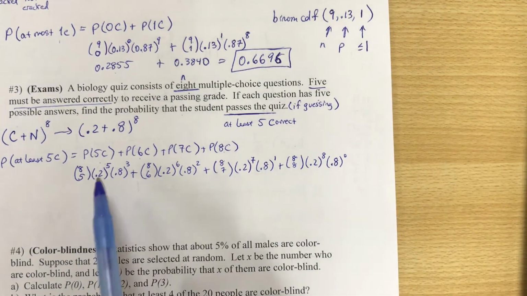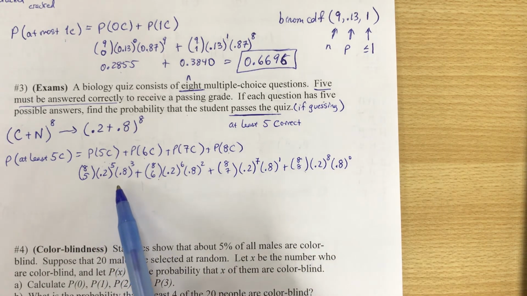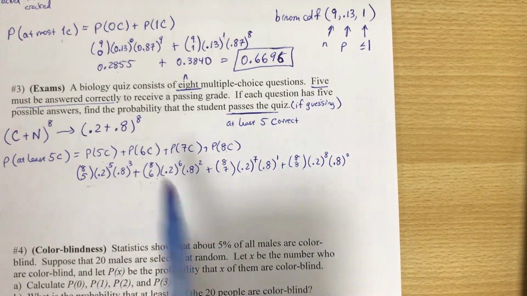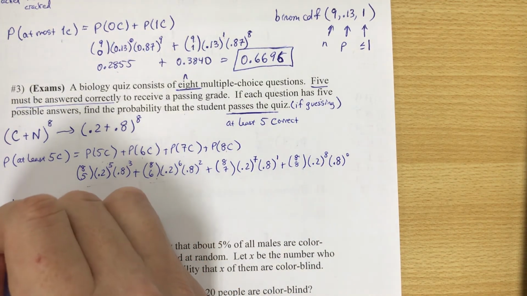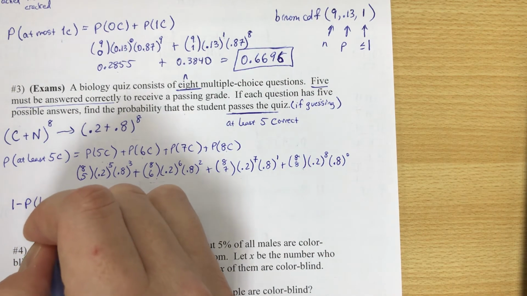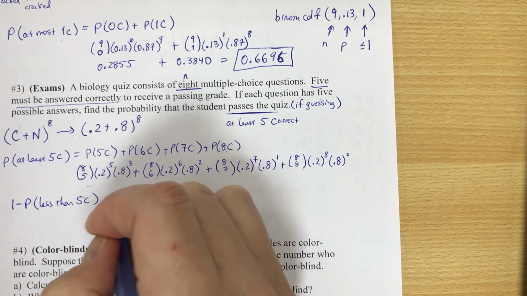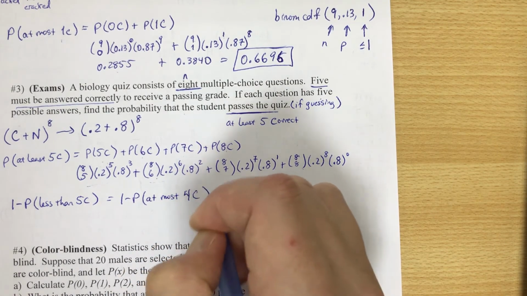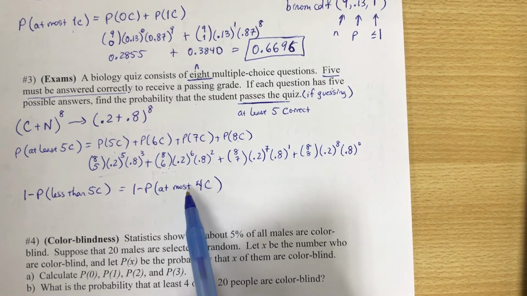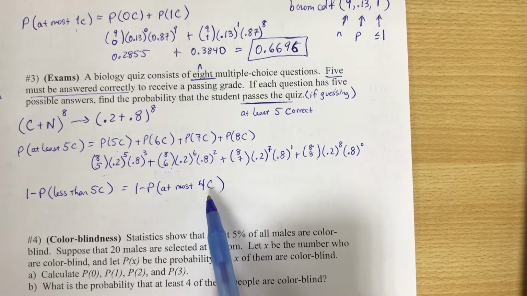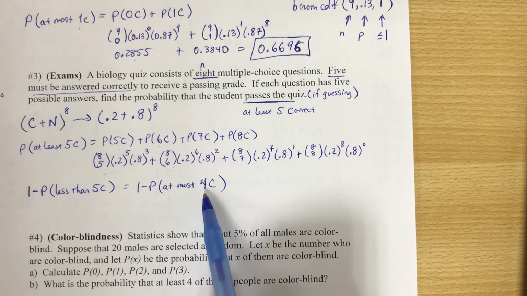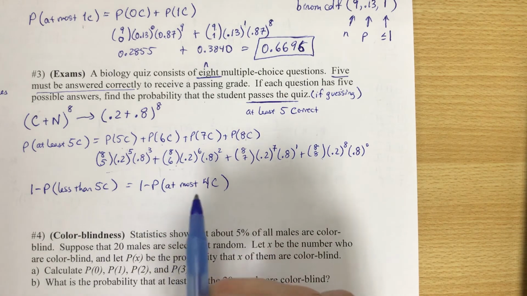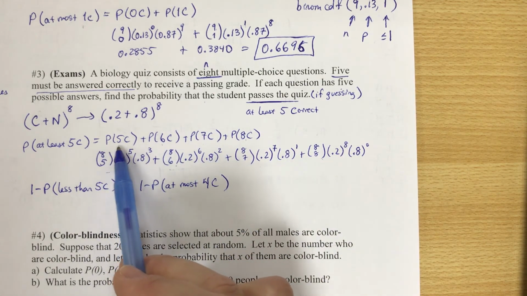Okay, now again, we can do these individually and calculate them. You can use binomial PDF if you want, but there's a faster way to do this. The other possibility, at least 5 correct, is the same as 1 minus the probability that we get less than 5 correct answers, or 1 minus the probability that at most we get 4 correct. If we get 0, 1, 2, 3, or 4 answers correct, then we are failing this. So if we can find that and then subtract it from 1, whatever's left over is the probability that we get at least 5 correct.